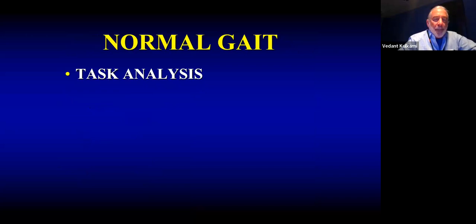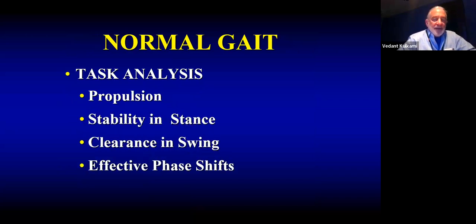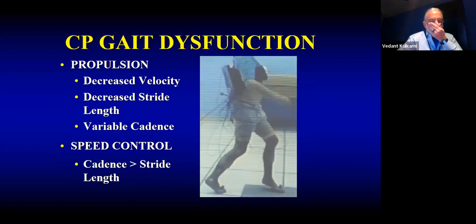When we talked about normal gait, we recognized that it was about getting from one place to the other. It required stability in stance, clearance in swing, and effective phase shifts from stance to swing and swing to stance. And all of this has to happen in a relatively energy efficient fashion. Let's see how all of these are disrupted in kids with CP.